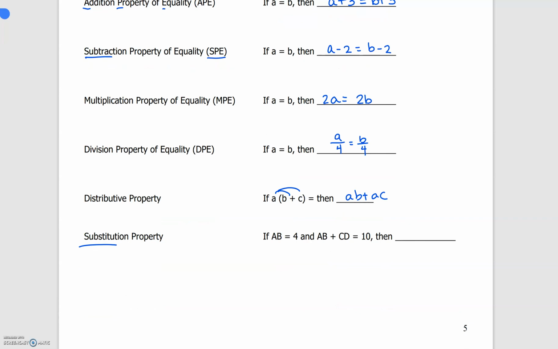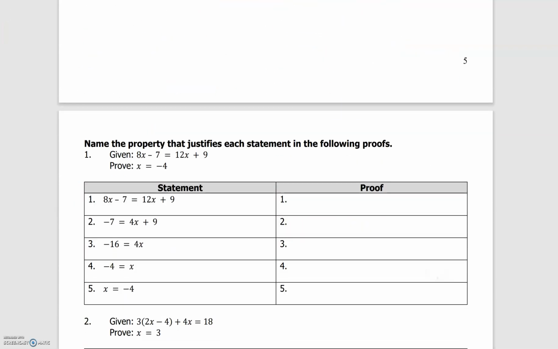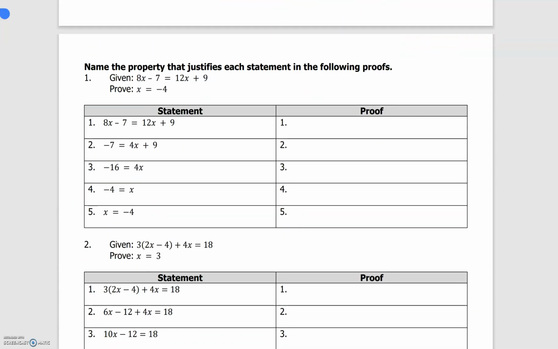And then substitution is to replace, which most of you have replaced something. So if AB is 4, we're going to replace the AB here with a 4. So 4 plus CD equals 10. So those are your properties, and we're going to actually use those properties now. You have done these steps before in solving. Now we're going to add the proof, the reason for being able to do that.